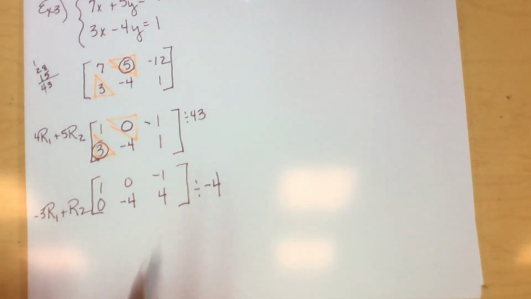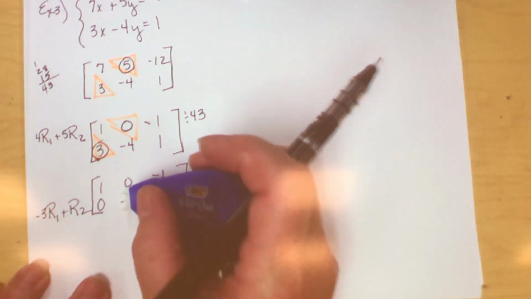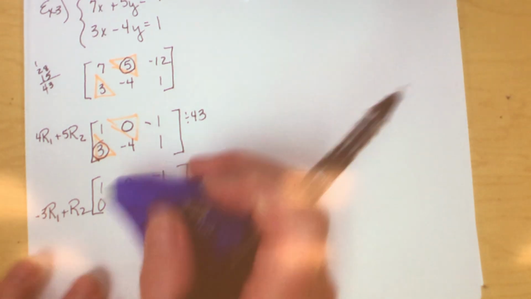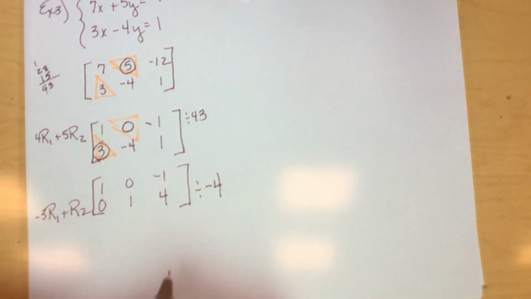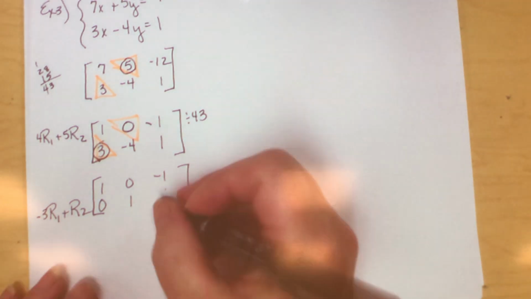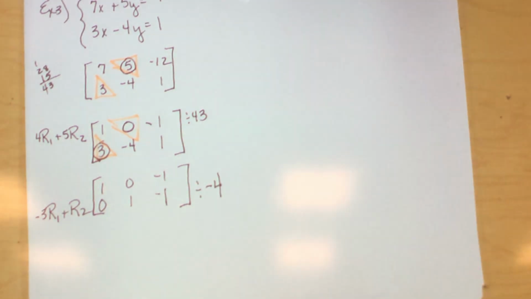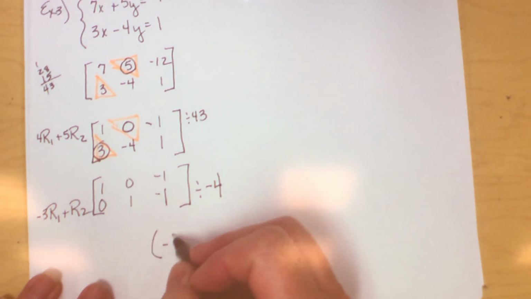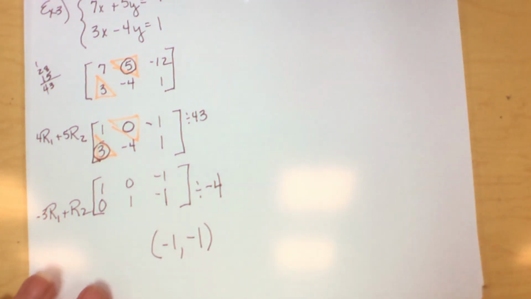Because remember, we want this to be a 1. So negative 4 divided by negative 4 is 1, and 4 divided by negative 4 is negative 1. So my answer is negative 1, negative 1.